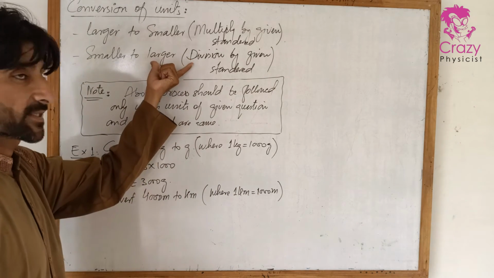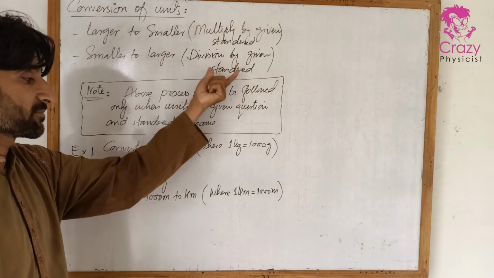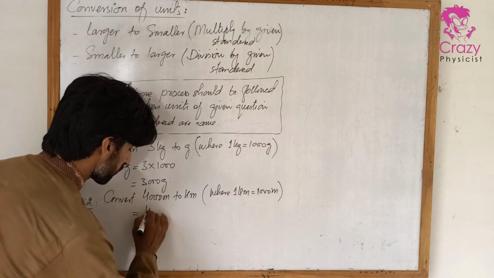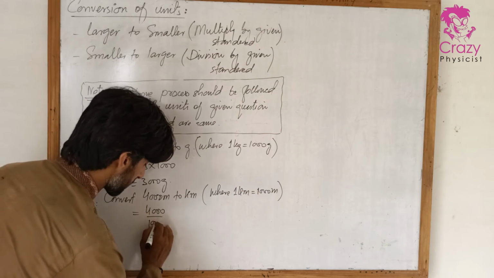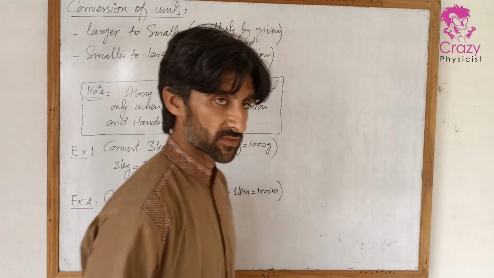So we are following this thing, smaller to larger. If going from smaller to larger, we have to divide by the standard. It means that 4000 must be divided by 1000. So 4000 divided by 1000 is 4 kilometers. So this is the answer.